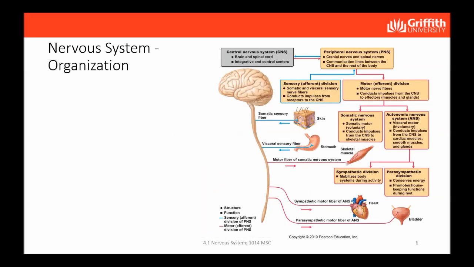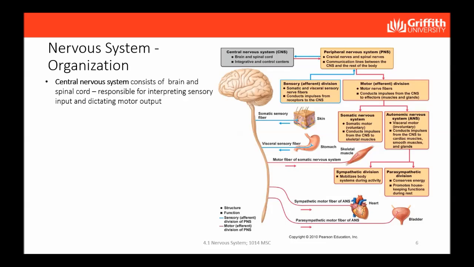Humans have a highly integrated nervous system. The following diagram shows the organization of this system. The human nervous system is organized into two major divisions, the central nervous system and the peripheral nervous system. The central nervous system, or CNS, consists of the brain and the spinal cord, which occupy the dorsal body cavity. The CNS is the integrating and control center of the nervous system. It is responsible for interpreting sensory input and dictating motor output based on reflexes, current condition, and past experience.